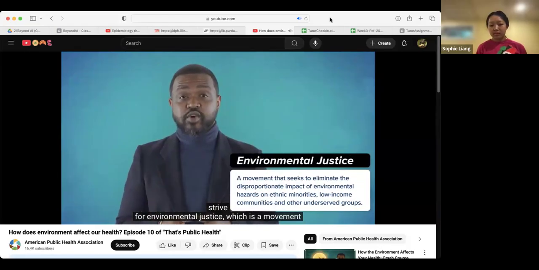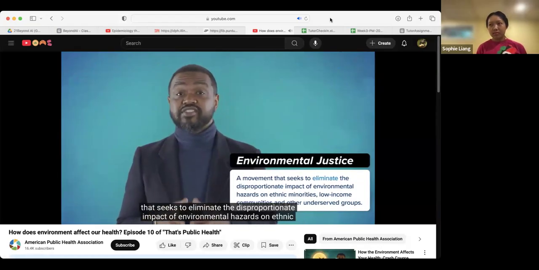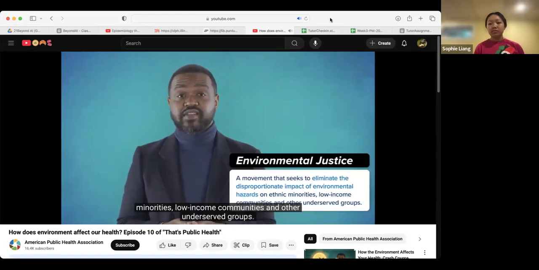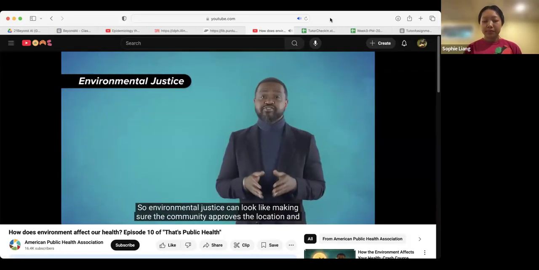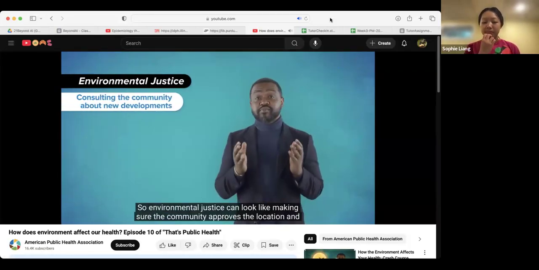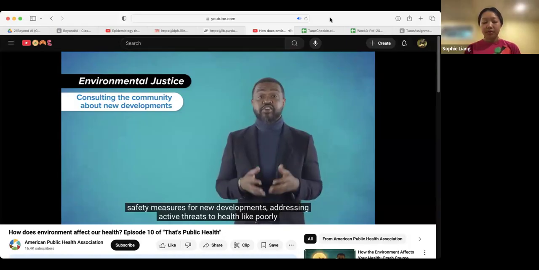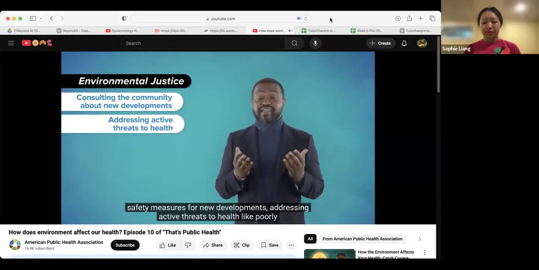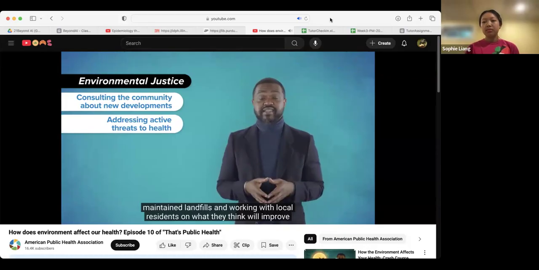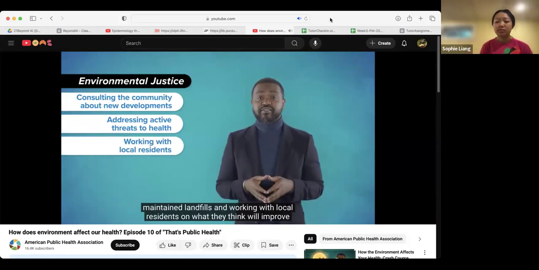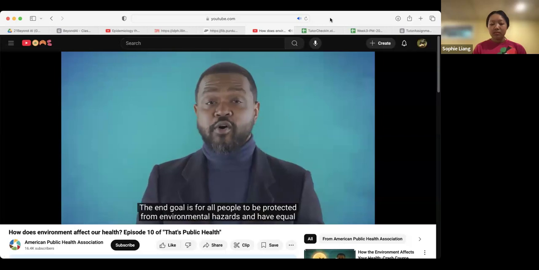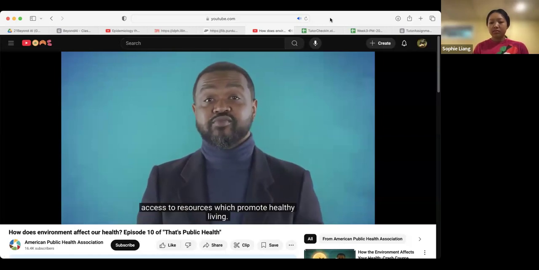According to APHA, to make sure everyone is living their healthiest lives, the US should strive for environmental justice, which is a movement that seeks to eliminate the disproportionate impact of environmental hazards on ethnic minorities, low-income communities, and other underserved groups. So environmental justice can look like making sure the community approves the location and safety measures for new developments, addressing active threats to health like poorly maintained landfills, and working with local residents on what they think will improve their environment.